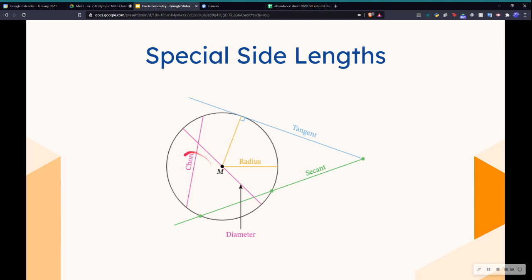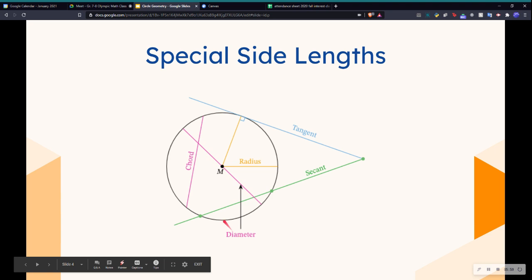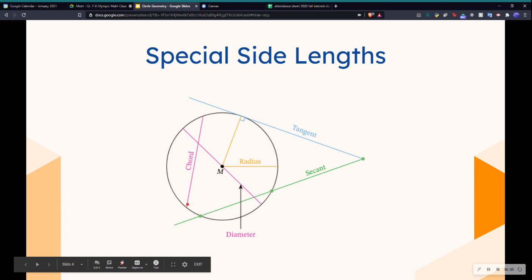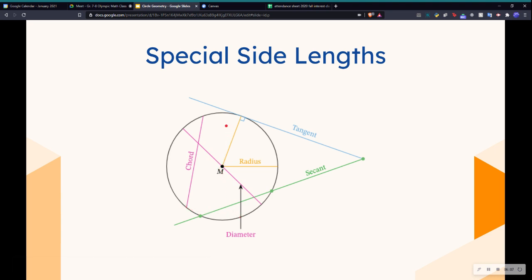Next, we have a chord. So over here, a chord is just a line where its endpoints are on the circumference, but it's not the diameter. So it doesn't pass through the center of the circle. So a chord can be like, say, choose this point and connect it to this point. That's also a chord. But I can't make the chord pass through the center. Otherwise, it'll be called a diameter.